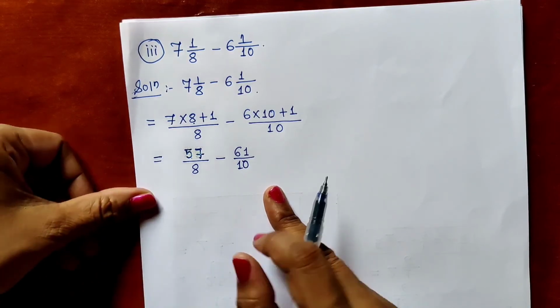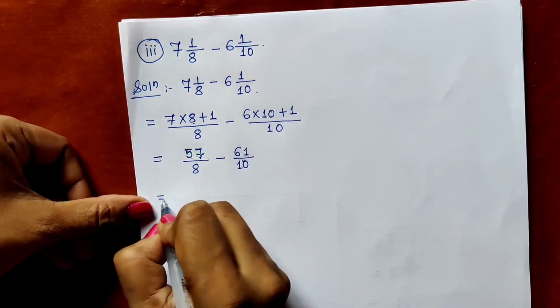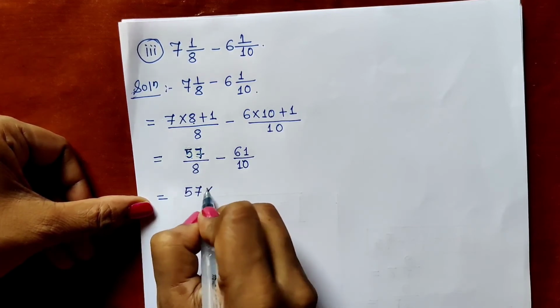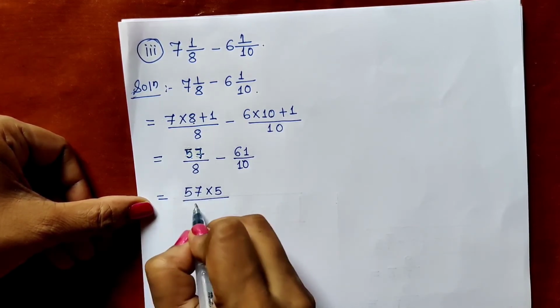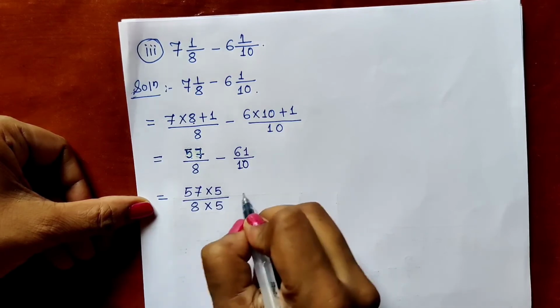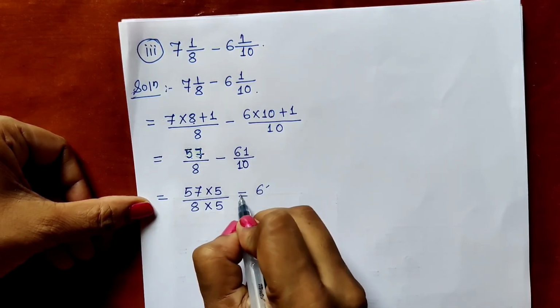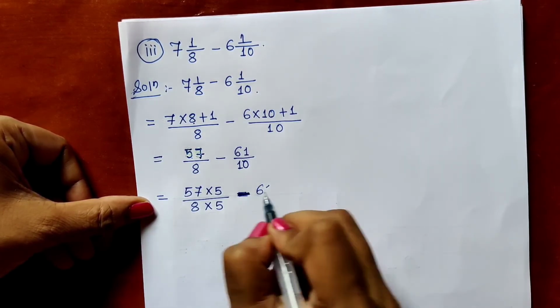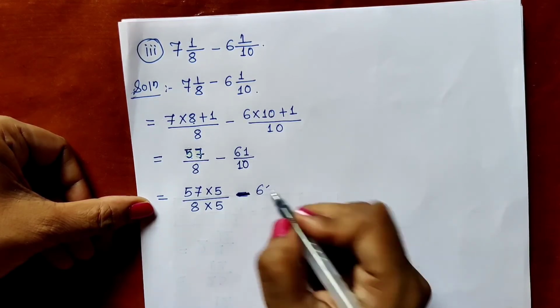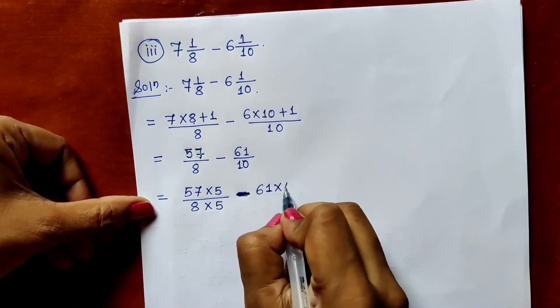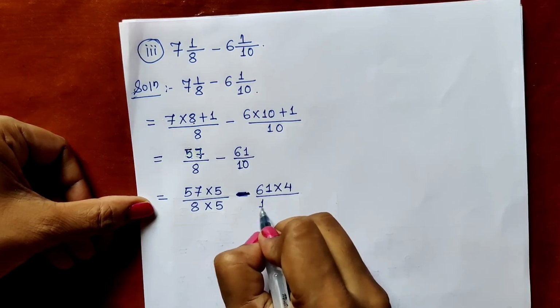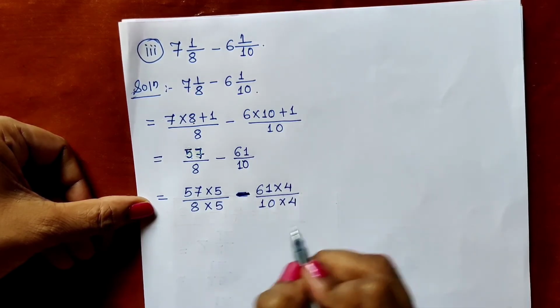So here I will multiply the first fraction by 5 and the second fraction by 4. Minus sign is there, not plus sign, not equal to sign. Here it is minus sign. The second fraction I will be multiplying by 4. Okay, now multiply by 4.